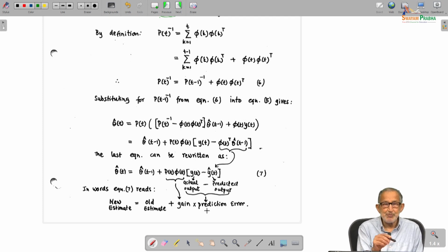We keep on doing this as you get new measurements available. You get new measurements available, we will update the estimate. Look at the old estimate and find out the prediction error multiplied by the gain, which is P times phi, and obtain the new estimate, the updated estimate based on the newest measurement.